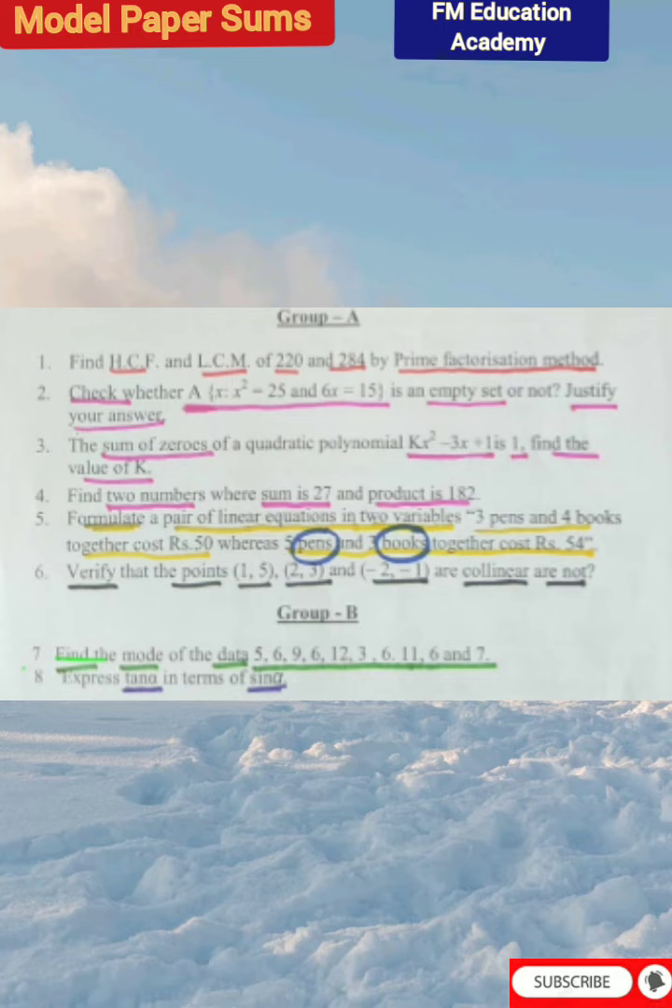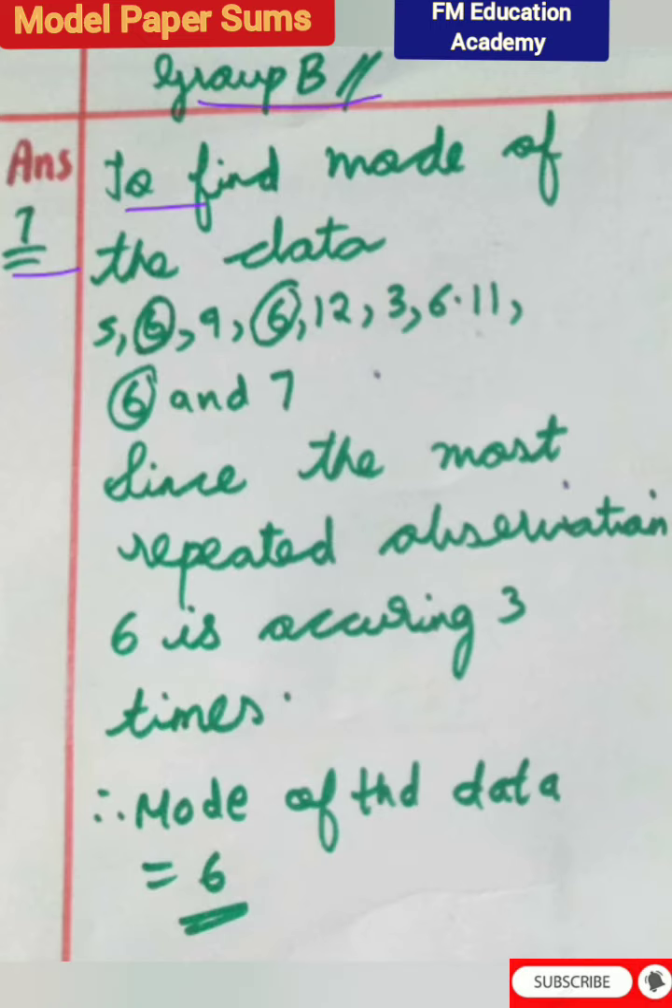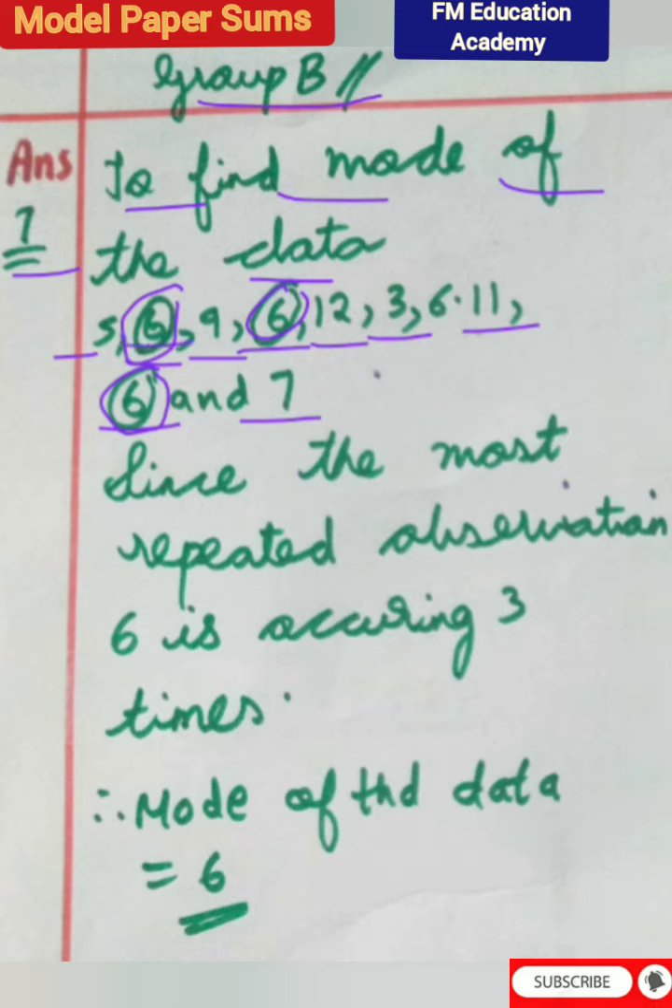Seventh question. Find the mode of the data 5, 6, 9, 6, 12, 3, 6, 11, 6 and 7. We know the formula for finding the mode of ungrouped data is we have to find the most common observation. We are starting group B. Answer 7. To find the mode of the data 5, 6, 9, 6, 12, 3, 6, 11, 6 and 7. Now this is an ungrouped data. We know in ungrouped data the most common element is called the mode. So only 6 is occurring the maximum number of times.